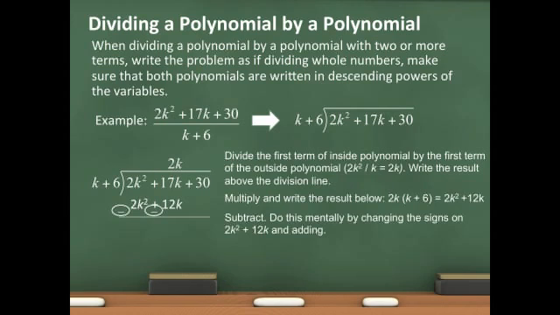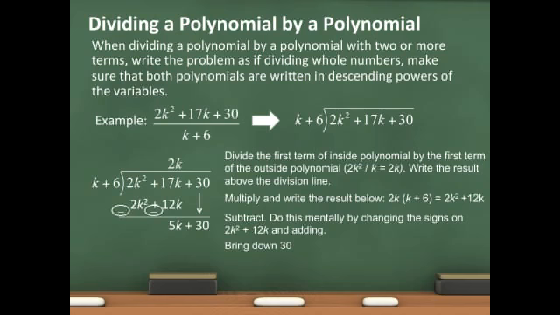Next, we want to subtract. An easy way to do this is to mentally change the signs on 2k squared plus 12k. Or you can change the signs and circle them so you know these signs are the ones you're going to use. We now combine like terms or add, and we get 5k. The next thing you need to do is bring down the last term in the inside polynomial, the 30.